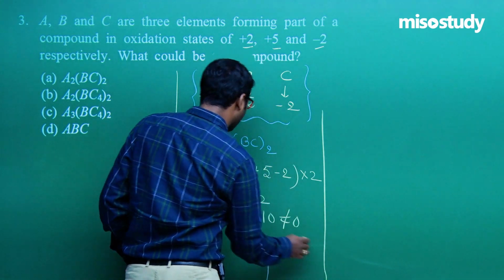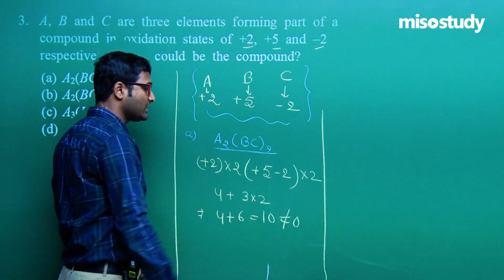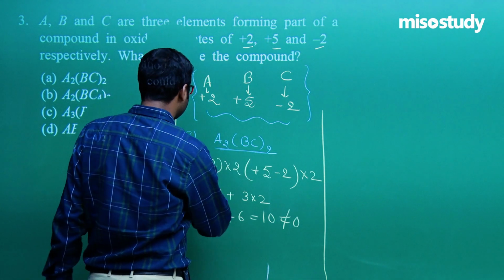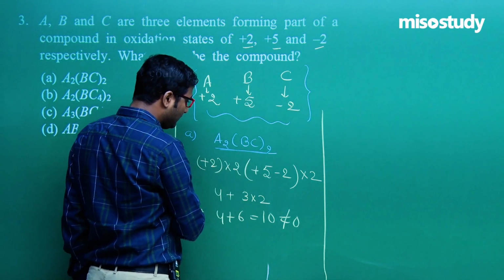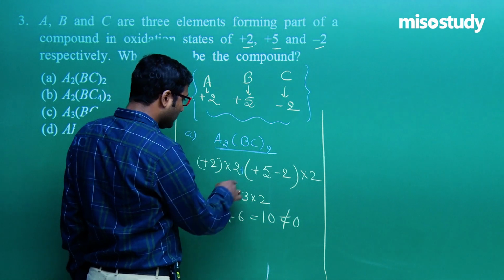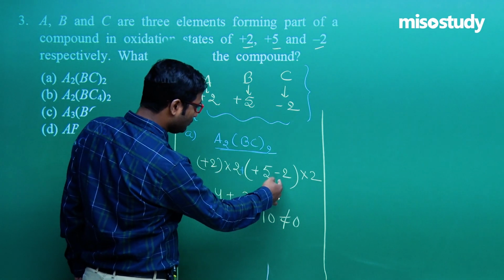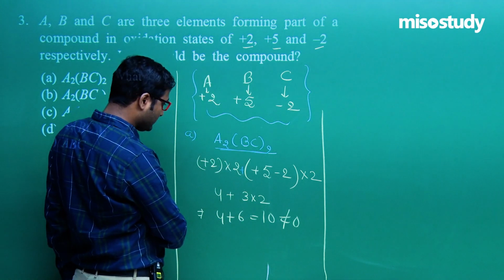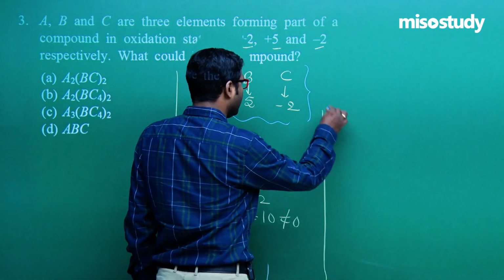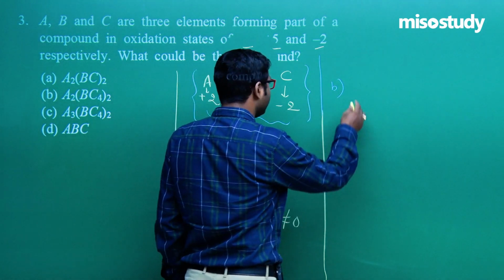So this is not an option, because for a neutral molecule the sum of all the oxidation states will be equal to 0. Let me check once. 2 into 2 is 4, B plus C, here put plus sign. Clear to you? Now 5 and 2, 3 minus 2, 3 into 2, 3 into 2 is 6 plus 4, not equal to 0. Now I am moving here. Check out the option number B. This is hit and trial method.